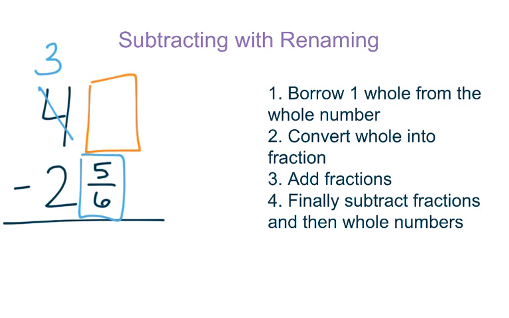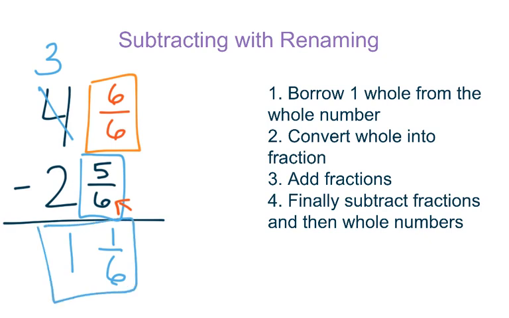But what's that whole going to look like? In order for me to figure out what that whole is going to be, I'm looking at my fraction down below, and there's a 6 there, so my whole is going to be equivalent to 6/6. Because remember, we want our fractions to have the same denominators for us to be able to subtract. And now we subtract down. 6/6 minus 5/6 gives me 1/6, and 3 minus 2 gives me 1, and that's my final answer.